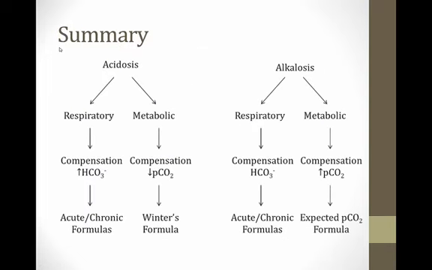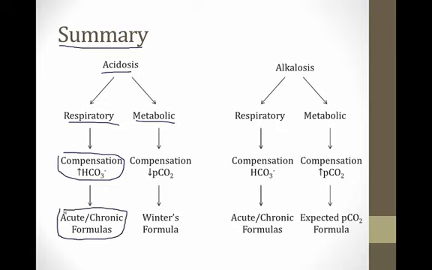So let me finish with this slide, which is a summary of the different compensations for acidosis and alkalosis. So if you have an acidosis, it can be either respiratory or metabolic. If you have a respiratory acidosis, the compensation is to raise the bicarbonate level, and there are formulas, rules of thumb, for acute and chronic changes to the bicarbonate level to determine if the compensation is appropriate. For a metabolic acidosis, the compensation is to lower the PCO2, and you can determine whether the compensation is appropriate by Winter's formula. And remember, of all these formulas, Winter's formula is the one that's most commonly tested on Step 1, and it's the one you should definitely make sure you have memorized.